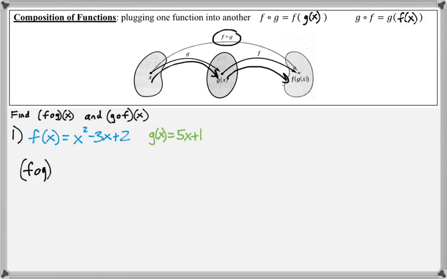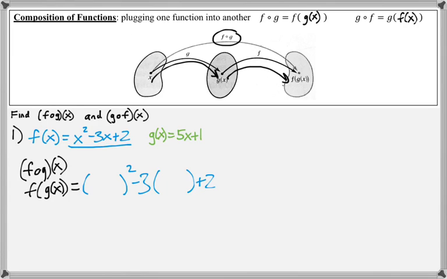So fog of x, another way to say that is f composed with g, or you're plugging the g function into the f function. So I'm going to start by writing my f function. So this is equal to, and I'm going to put open parentheses wherever I see x's. So right here and right there. So I've just rewritten the original f function but put open parentheses where I see the x's.